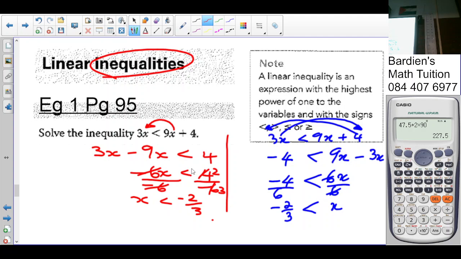So here is a rule I want you guys to write next to this. When you're dividing or multiplying by a negative, swap the inequality around. When multiplying or dividing by a negative, swap the inequality around. That's only when you're dividing or multiplying by a negative. Okay.